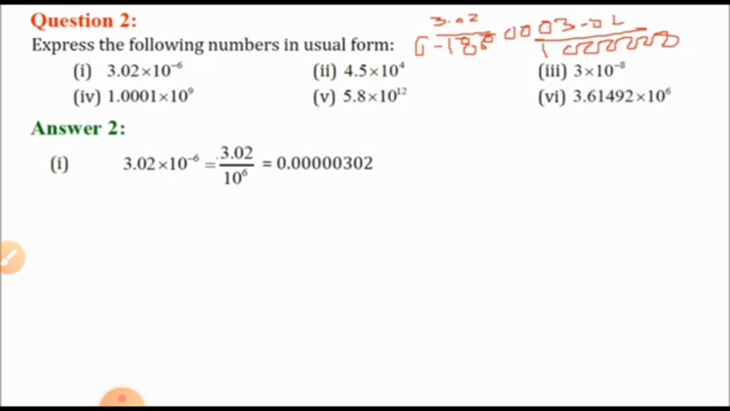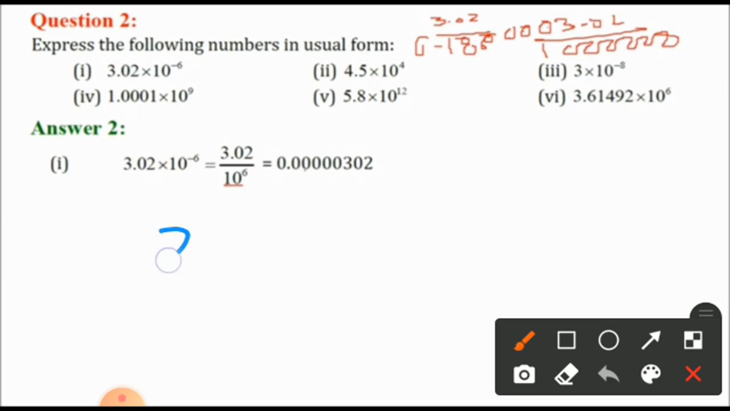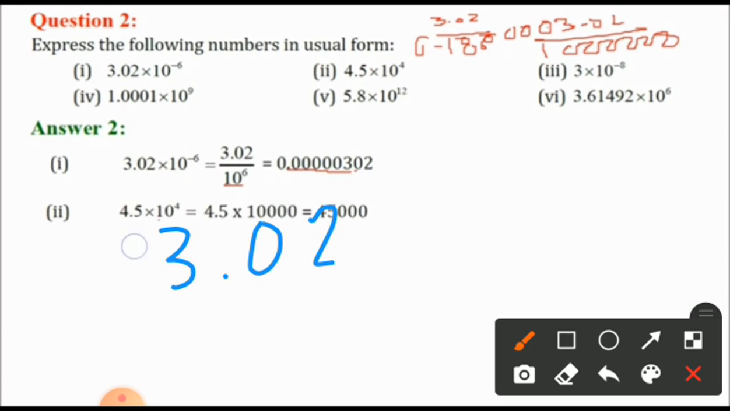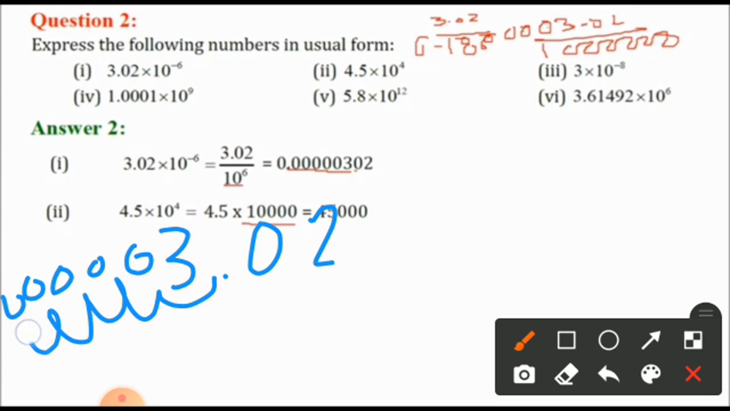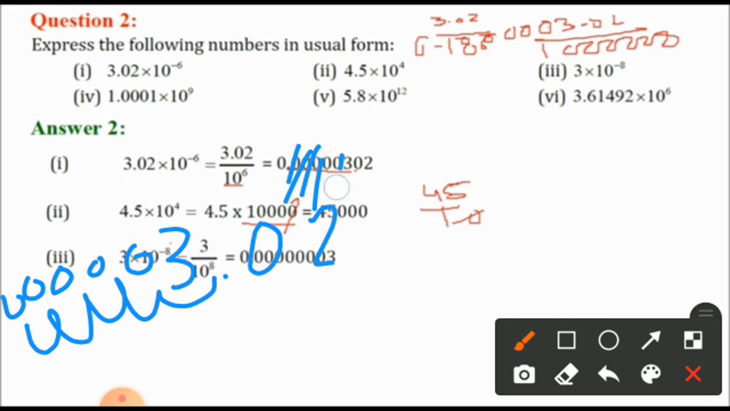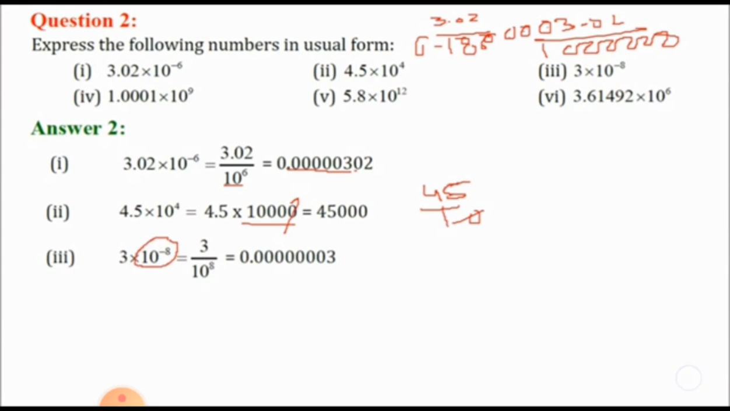6 steps. That means my number was here 3.02. Is it clear? Now 10 raised to 6 means 1, 2, 3, 4, 5. Jumping 1, 2, 3, 4 and 5. Is it here? So count it. How many is there? 1, 2, 3, 4 and 5 zeros are there. And 302. Same way, 4.5 multiplied by 10 raised to 4 means 4.5 multiplied by 10,000. Is it? So 45 is there and 1 0 we can cut. Okay, so 45,000.